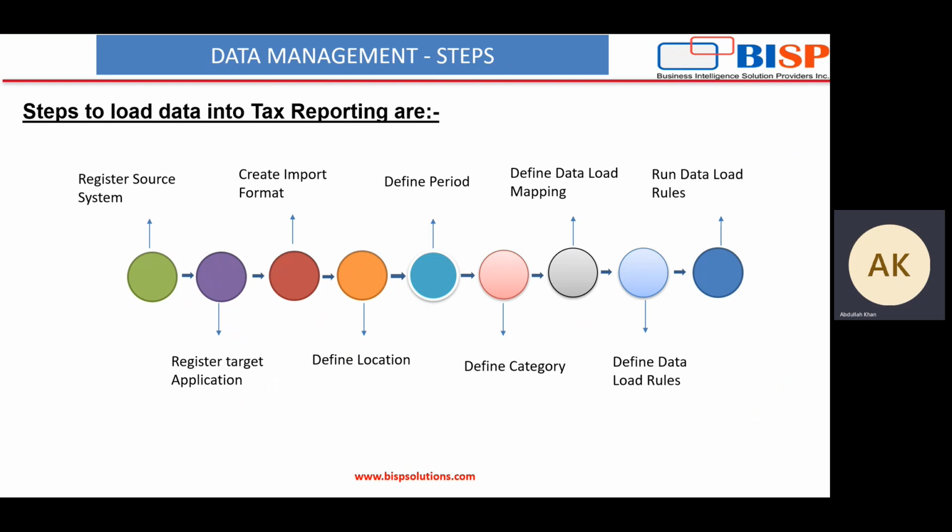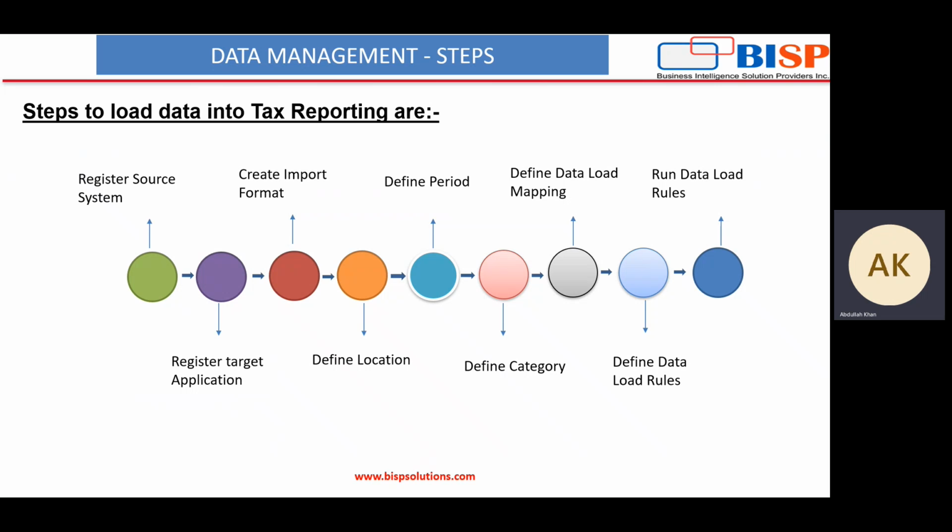So the steps to load the data into the tax reporting are listed below. The first step would be to register the source system. The source system can be Oracle ERP Fusion, or it can be a CSV file as well. We can load the data through a CSV or a TXT file as well. So there are various options for the source system. Then we will have to register the target application, which is the TRCS application in our case.